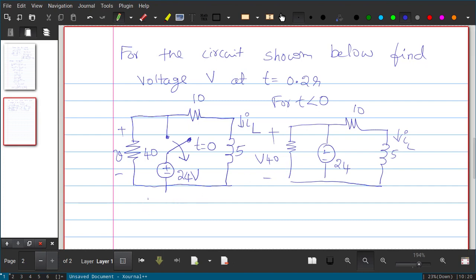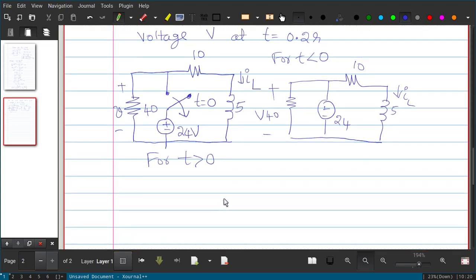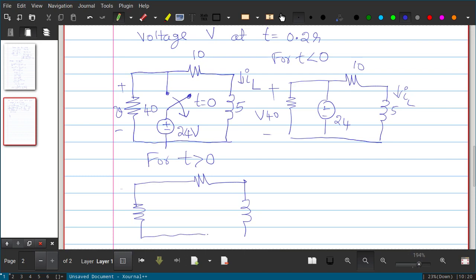When t is greater than 0, what is the equivalent circuit? At that time the switch is open, so the 24 volt will not come into the picture. So our circuit diagram will be 10, 5, 40, V, and this is IL.